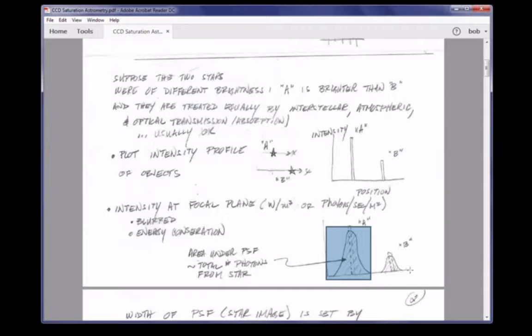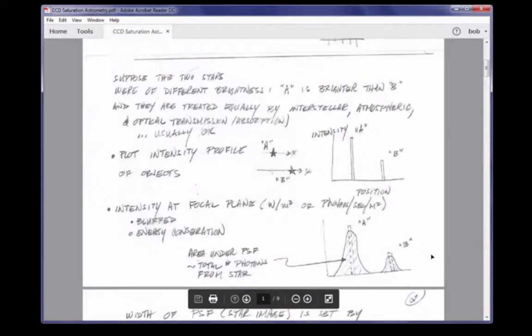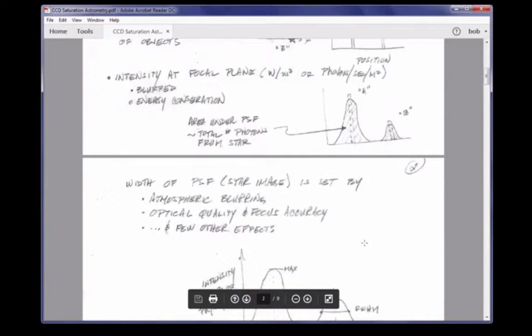Can I ask, does the blurring happen by the optics, not by the atmosphere, or is there a little bit of both? Yeah, there's a little bit of both. In fact, I think it's on the next page.